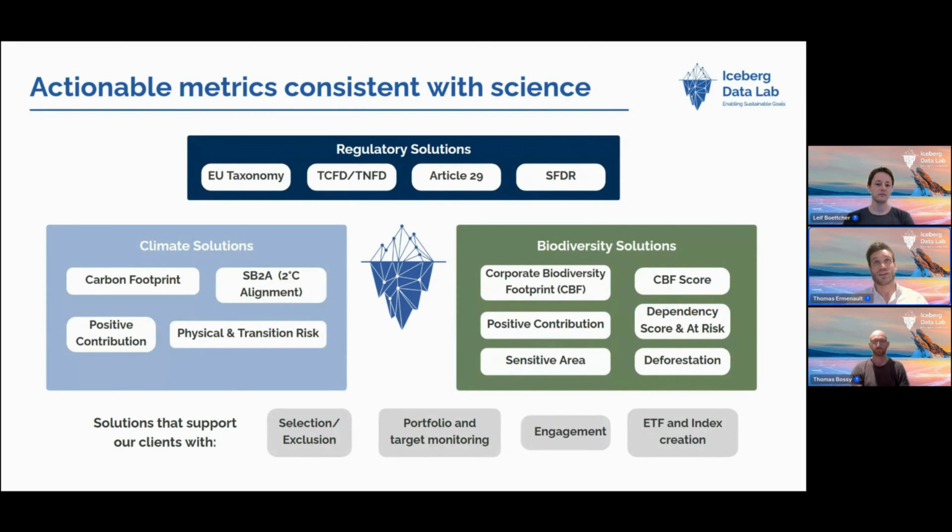We help financial institutions do their reporting. You see at the top of the screen, such as TCFD, TNFD reporting, Article 29 in France, or SFDR on a European level. And the concrete use case at the bottom of the screen, our clients use our data to do selection, exclusion of the worst in class, for example, but as well to monitor their portfolio with a target, such as SB2A, temperature target, as we will see today. But they use our data as well to do engagement, stewardship with companies, or to create ETFs or indices.